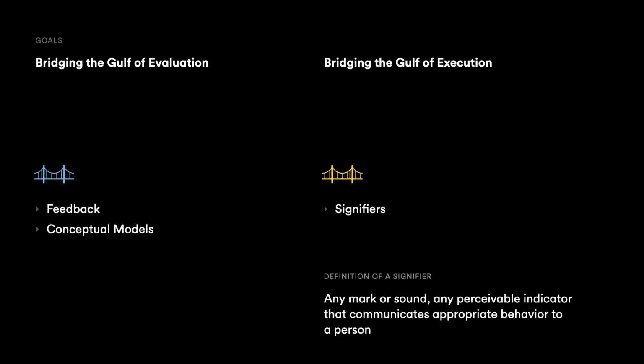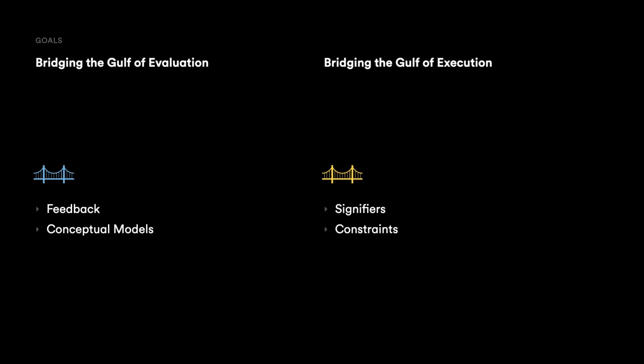So that's signifiers. There's also constraints. So constraints are these clues that tell us what is possible with the system. It kind of limits what we're able to do with the system.